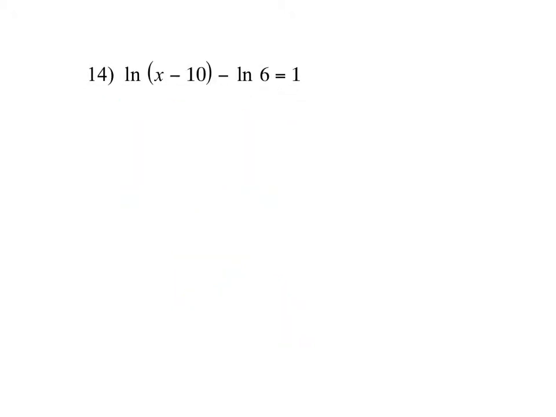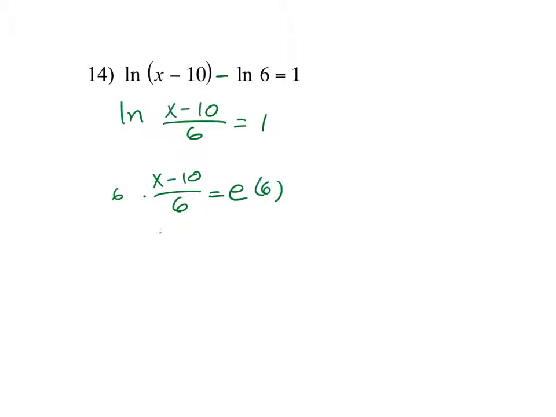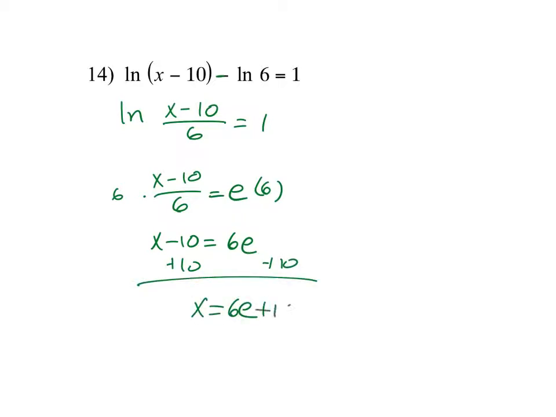The next one, again, I'm going to combine because first of all, I have the same logarithm, so I can combine it. So natural logarithm of x minus 10 divided by 6, because now I'm subtracting, equals 1. Now I can rewrite that as x minus 10 over 6 equals e to the 1, so it's just e. So I'm going to multiply by 6 on both sides, so x minus 10 equals 6e, and then I'm going to add 10, so x equals 6e plus 10, and that I'm just going to get on my calculator, so 6e to the 1 plus 10 equals 26.3097.